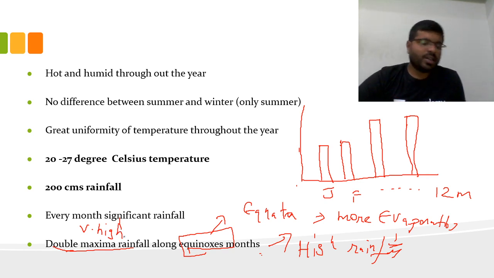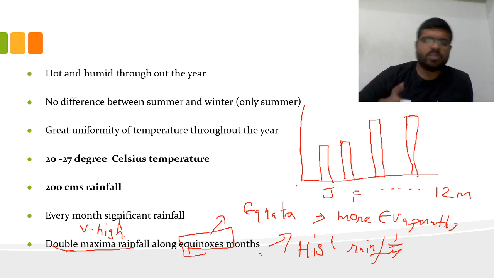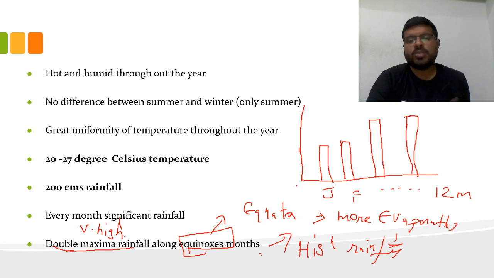So double maxima rainfall is very high. Why is it very high? Because the temperature is also very high. Because of this characteristic, we remember this area as a double maxima rainfall area. What is double maxima? 2 equinox months having high rainfall.